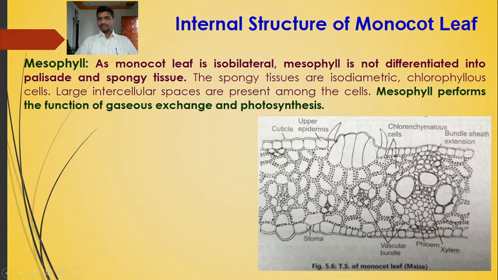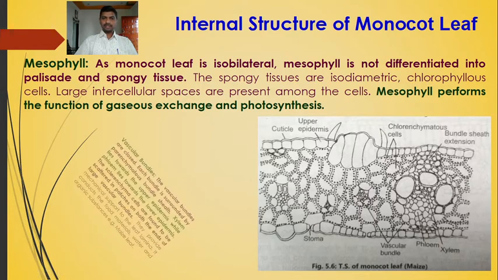So here this mesophyll is not differentiated into the palisade and spongy tissue. Here we can find only spongy tissue, which is isodiametric, chlorophyllous, and compactly arranged. In some regions, large intercellular spaces are also seen. Mesophyll performs the function of gaseous exchange and photosynthesis.